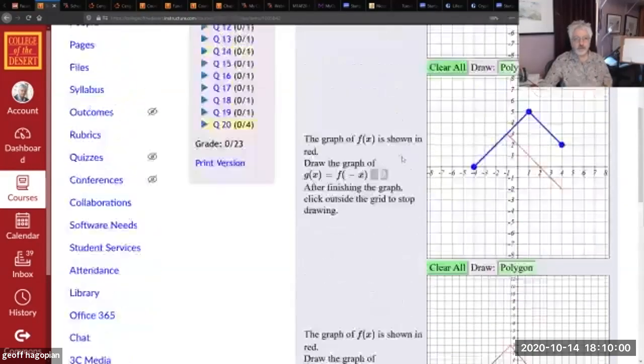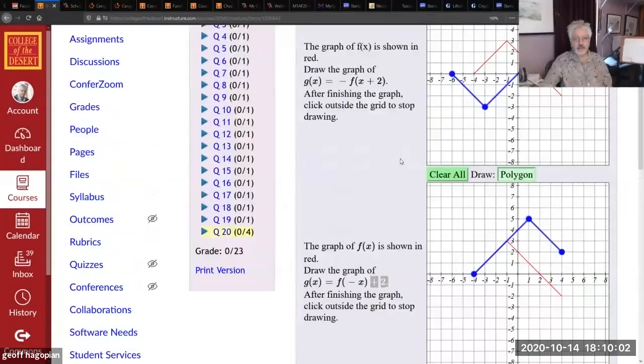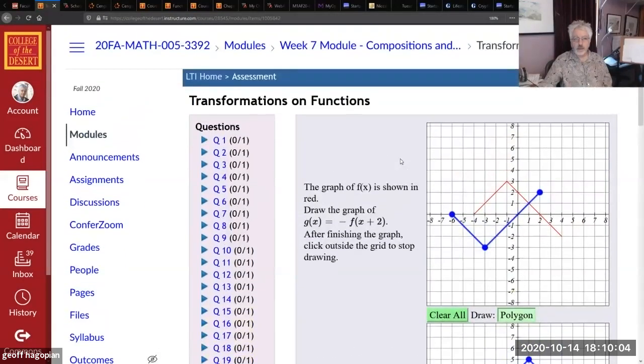Right. So we were doing the last exercise in the transformation homework, and we saw that this one was a reflection in the y-axis and then a shift to the left by 2. So you flip it over. Sorry, a reflection in the x-axis. I said that wrong. Reflection in the x-axis, right? Because we replaced y by negative y.